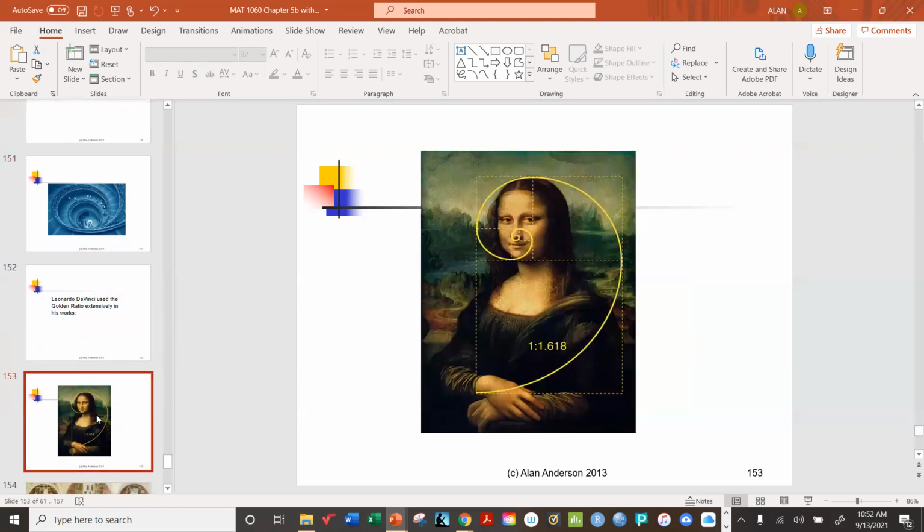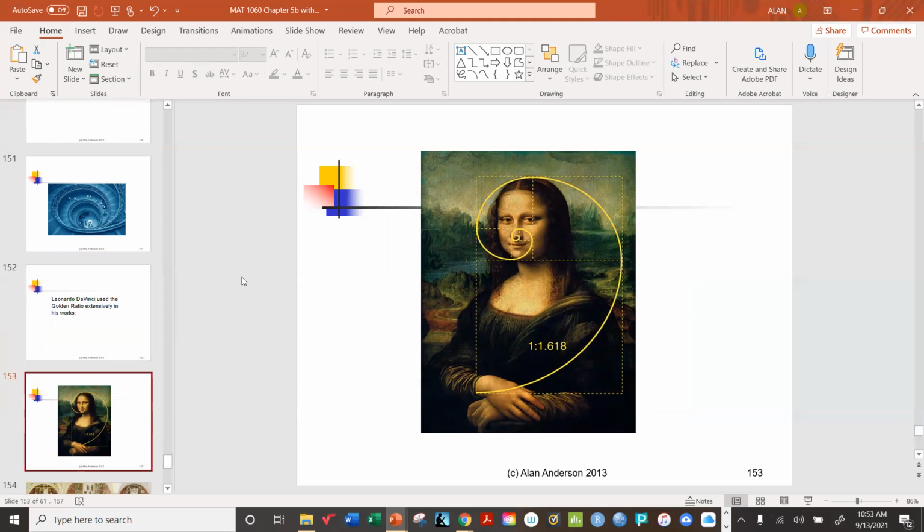Now, let's look at our hero, Mona Lisa. Everybody knows the Mona Lisa. Look at that curve that you can form. Now, a lot of people are very skeptical that Da Vinci actually painted this way on purpose, that he was following it, but he would have been aware of it at least.